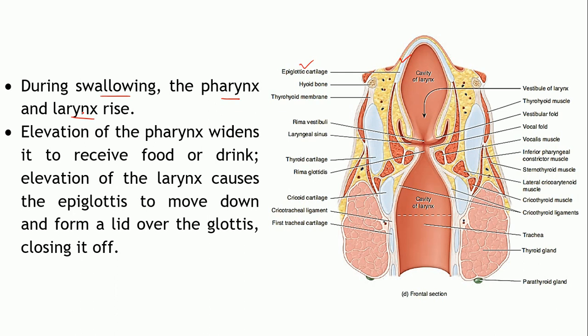So this elevation of the pharynx widens it so that it receives a large amount of food or drinks. And the elevation of the larynx causes the epiglottis to move downwards, so that it forms a lid over the glottis, so that the glottis closes off. Okay, so this epiglottis, which is a cartilage, forms a lid and closes off the opening known as the glottis. Now, what is this glottis?